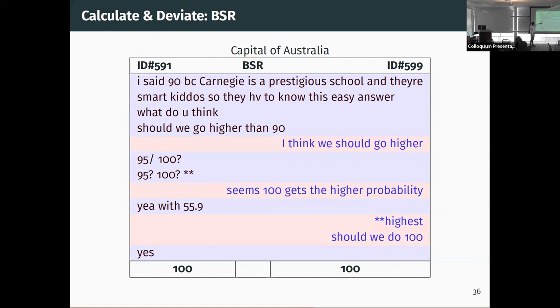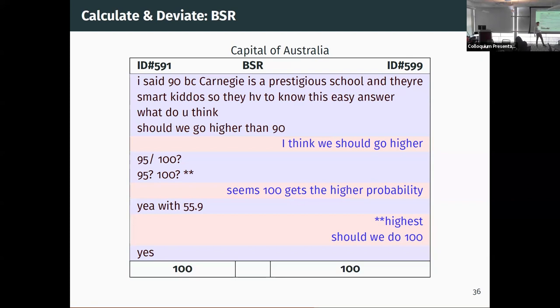So this is a BSR, and they're noticing that when you type in 100, that changes the payoff probabilities. And this is the overall payoff probability when you type in 100. So like, okay, should we do 100? And then they did 100. So this is an example of calculate. This is flagged as calculate and flagged as deviate because they were saying a belief of 90 and reported a 100. So this is one example of both calculate and deviate.